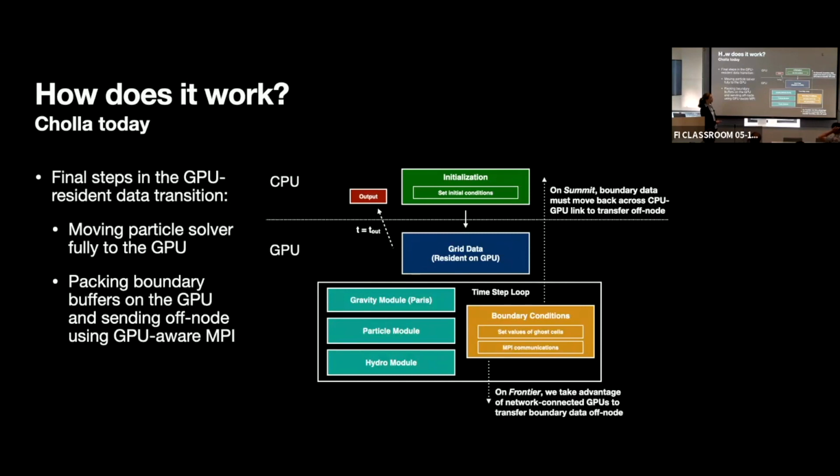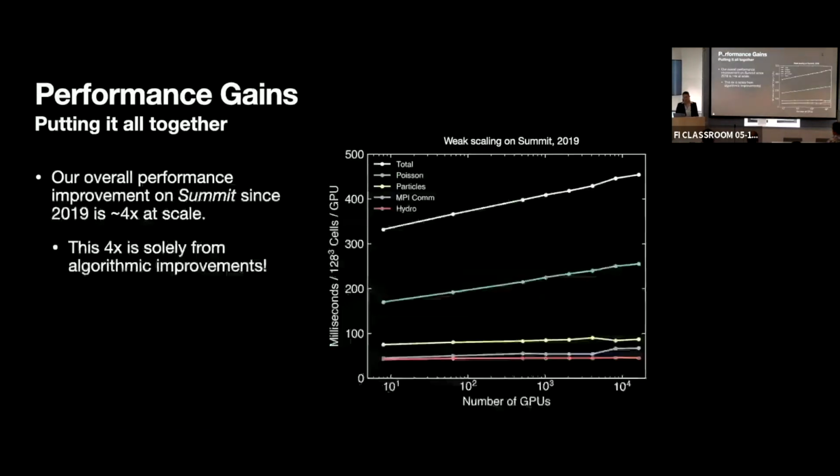On machines like Summit, the boundary data, those MPI buffers, does still have to move back across the CPU-GPU interconnect. But Frontier has network-connected GPUs. And so with this sort of GPU-aware MPI, we never have to send even the boundary data back to the CPU. It just goes straight out to the network. And that also makes things faster. So cool. So that's basically the idea, right? Everything just happens on the GPU now, and we only send stuff back to the CPU if we want to output it.